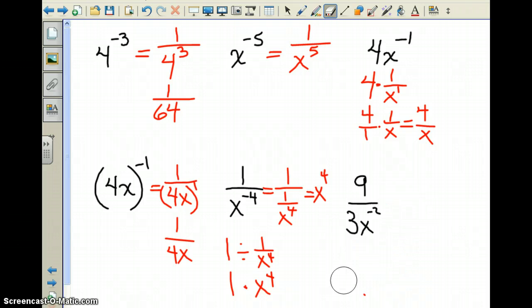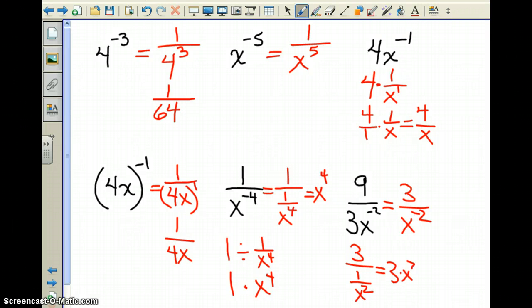And the last problem, when I do 9 divided by 3, that gives us a 3, and I still have that x to the negative 2 to deal with in the denominator. So that's going to make it a 3 in the top and a 1 over x to the positive 2 in the bottom. And then dividing by the reciprocal will actually change that into 3 times x squared, otherwise known as 3x squared.